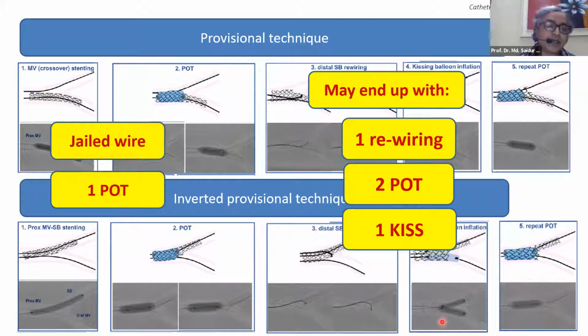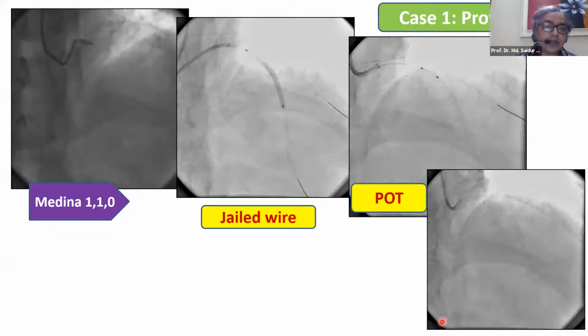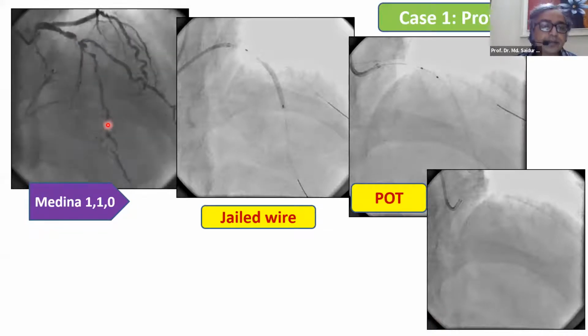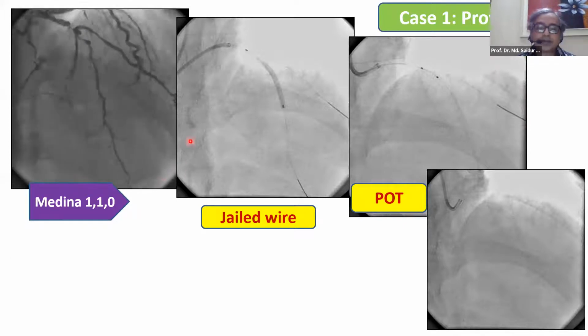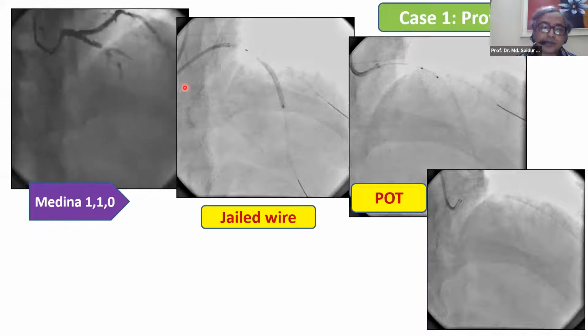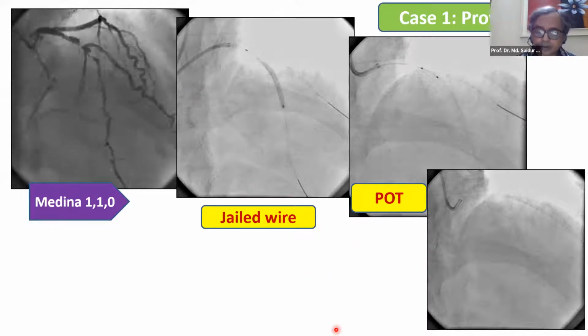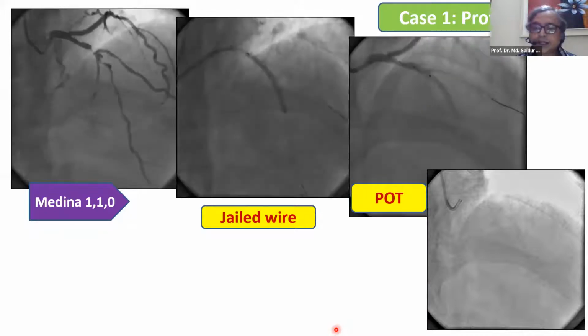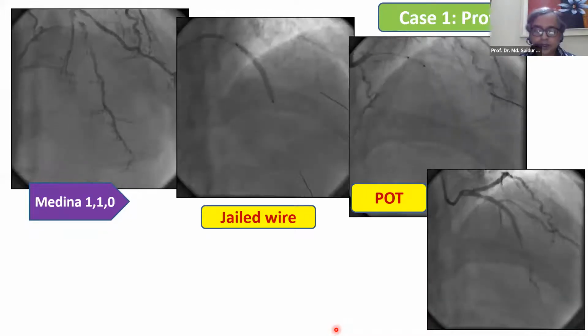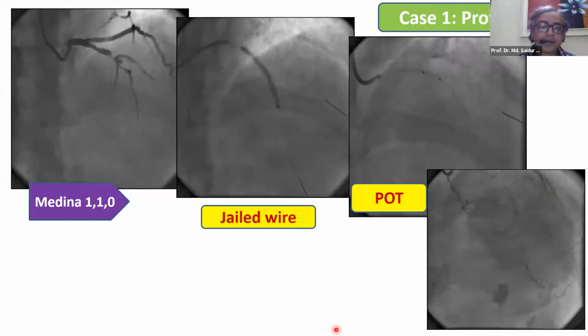This also, like one is a Medina 110, and here obviously I have taken it because the side branch ostium is not that much diseased, so we have put the jailed wire and then followed by POT, and then the case has been finished with a very good angiographic result so far.